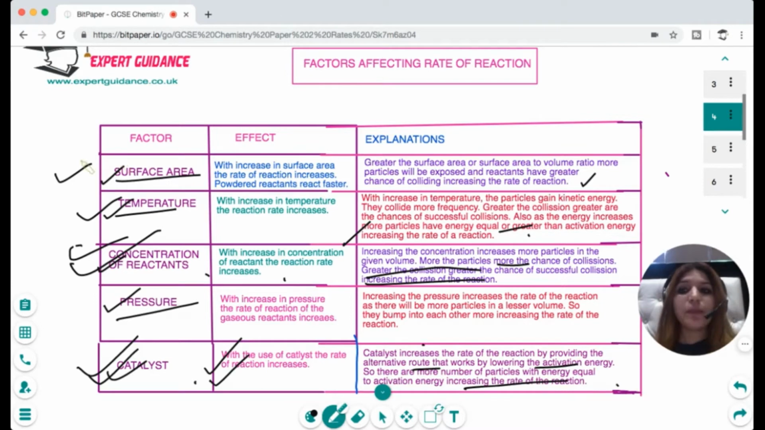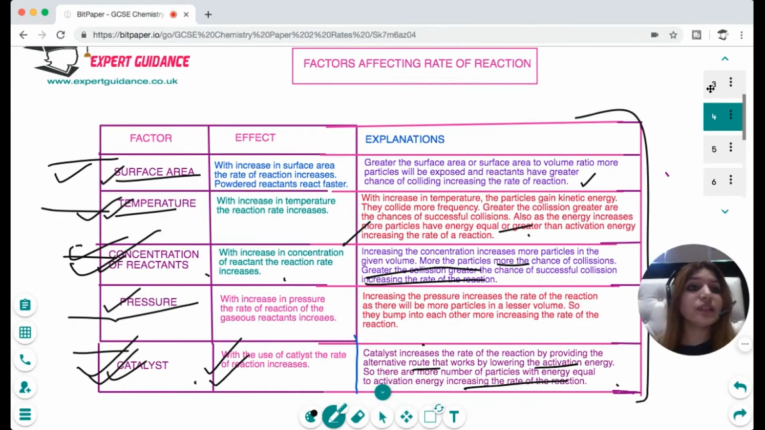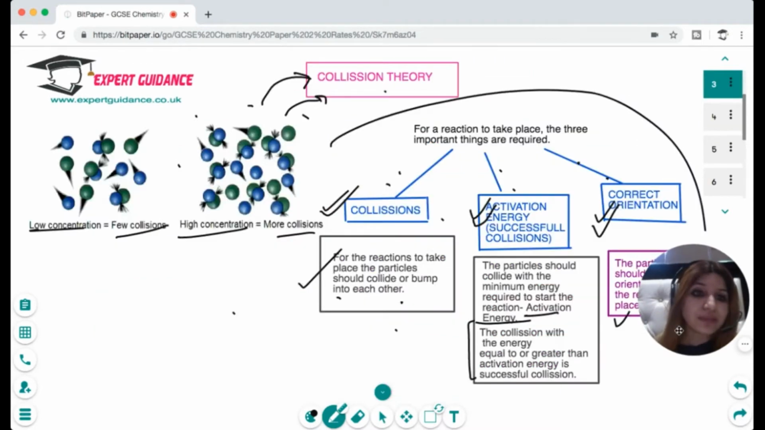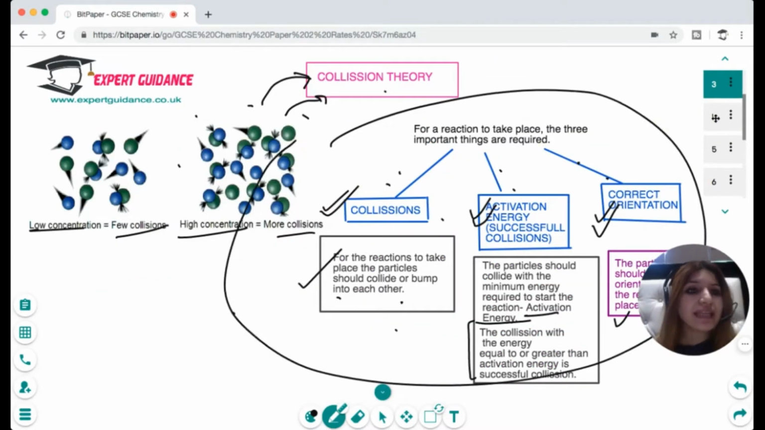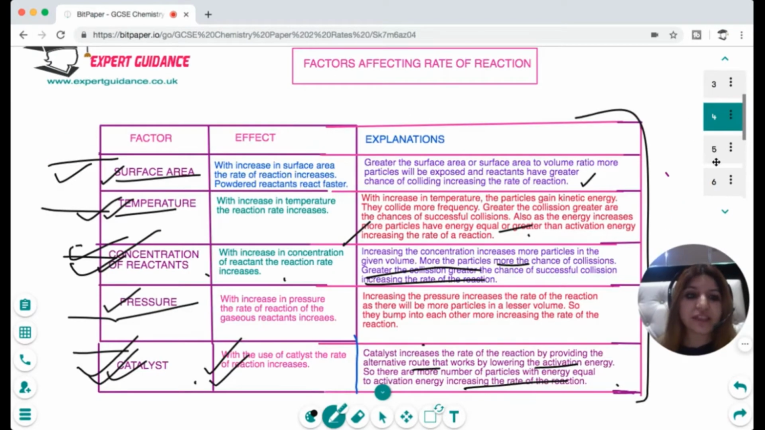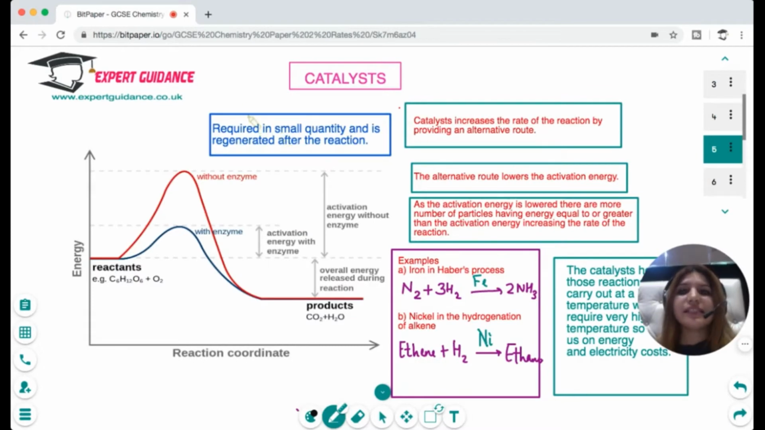Okay, so I hope all these factors are clear to you, and in all these factors, do not forget to take the name of collision theory, and if possible, explain this theory first and then come to the explanation of all these effects. Okay, in that case, you will never lose a mark. Okay, so now let's see how catalysts work.